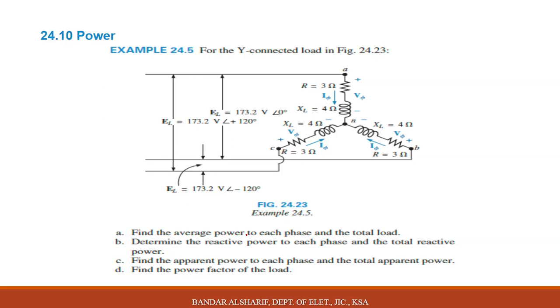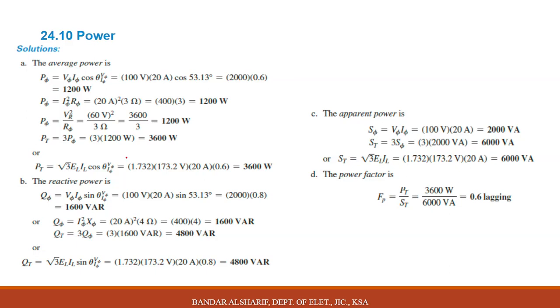For this example, example 24.5, for the Y connected load in figure 24.3, we need to find 4 parts. The first part: find the average power to each phase and load and the total load. How do we find the average power? What is average power? It is the active power, okay? We need to multiply V phase by I phase if we have this information. Let us see how they solved it.